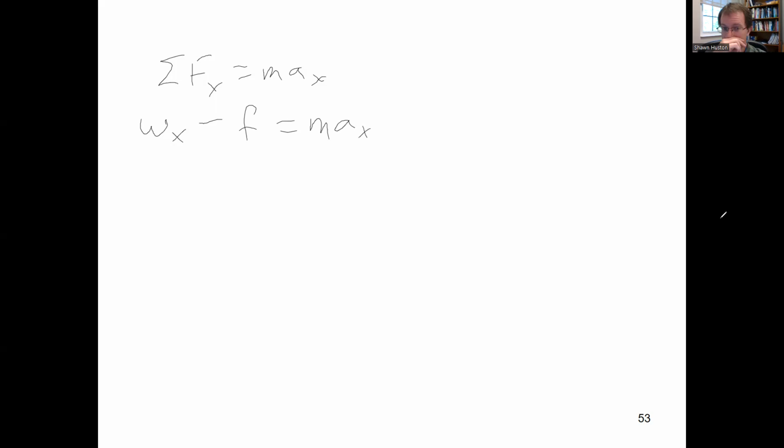W sub x points in the positive direction. F points in the negative x direction. That's why I've got the negative sign in front of the F. And let's see, I can fill in here W sine of 20 degrees for my W sub x, minus my frictional force, is equal to mass times acceleration in the x direction. Okay, awesome. And now I can go ahead and fill in what is W? W is mg, weight is mass times gravity.